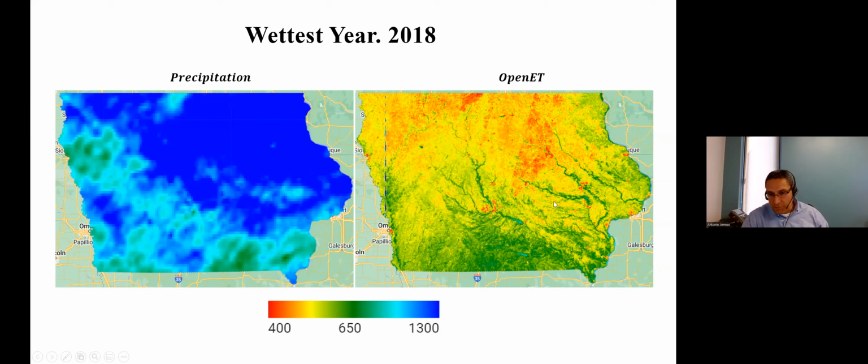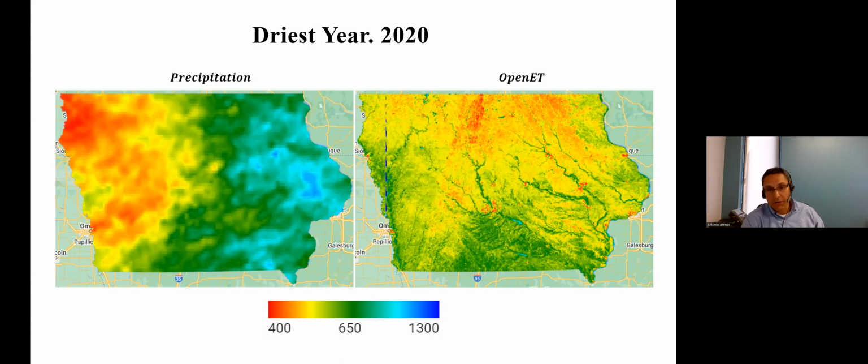So you see that ET varies, but it doesn't vary as much as precipitation here on the left-hand side. I also ask my students to basically produce the same information, and I'm going to toggle back and forth just for you to see the variation between precipitation and actual ET for the driest year in the record in the 6 years that I presented before.